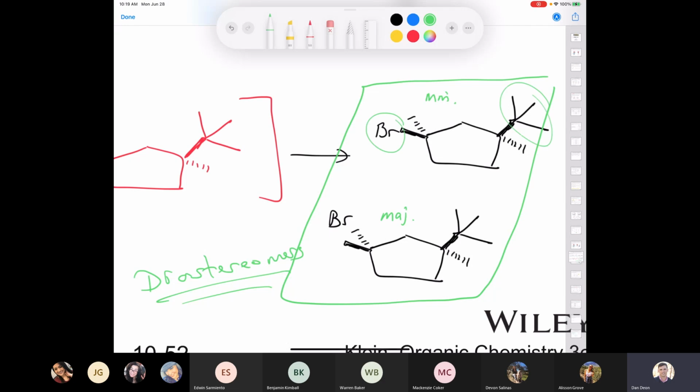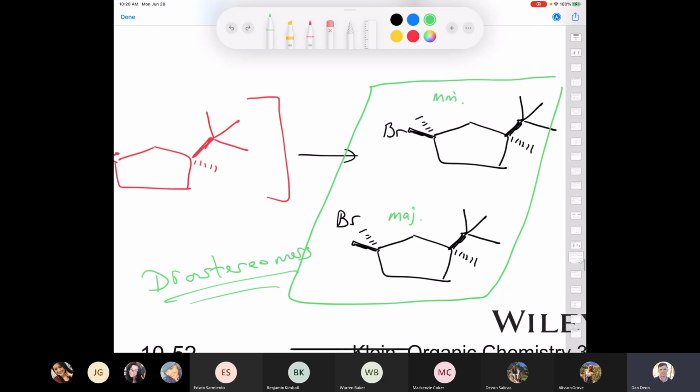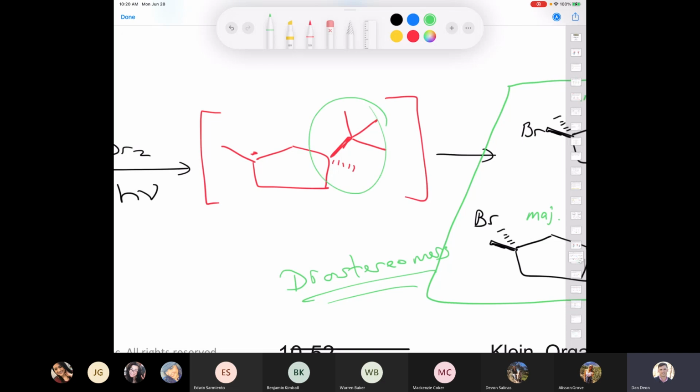Now, I could be wrong about the major or the minor, but the take home, so if you're like, well, if you're wrong, then what are you showing? What are you telling me? What I'm telling you is that these two diastereomers are not going to be formed in an equal amount. You're not going to get a 50-50 mixture. One of them will predominate. And again, the reason why is because the intermediate, the radical, has a chiral center in it. And so there's no way that the bromination is going to occur 50-50 on either side if these two groups are so different in their size.